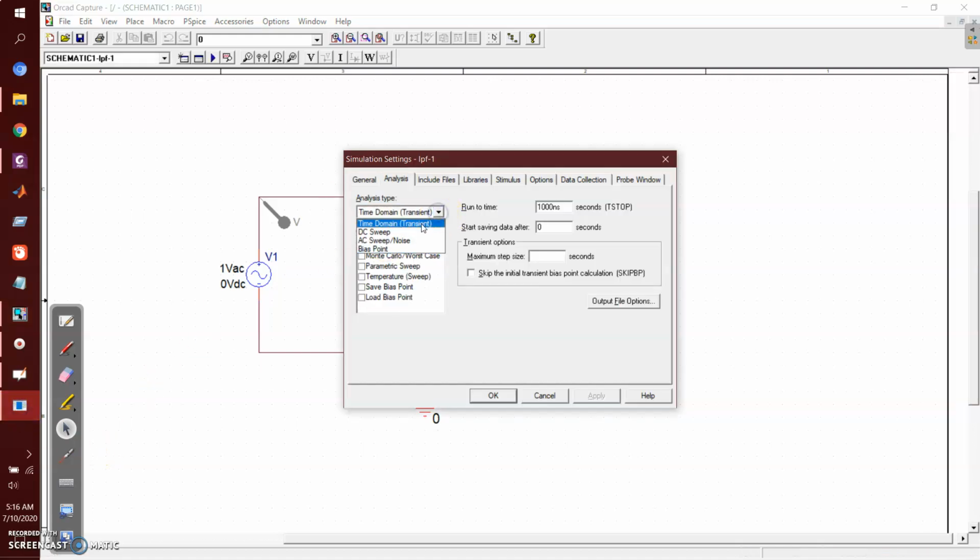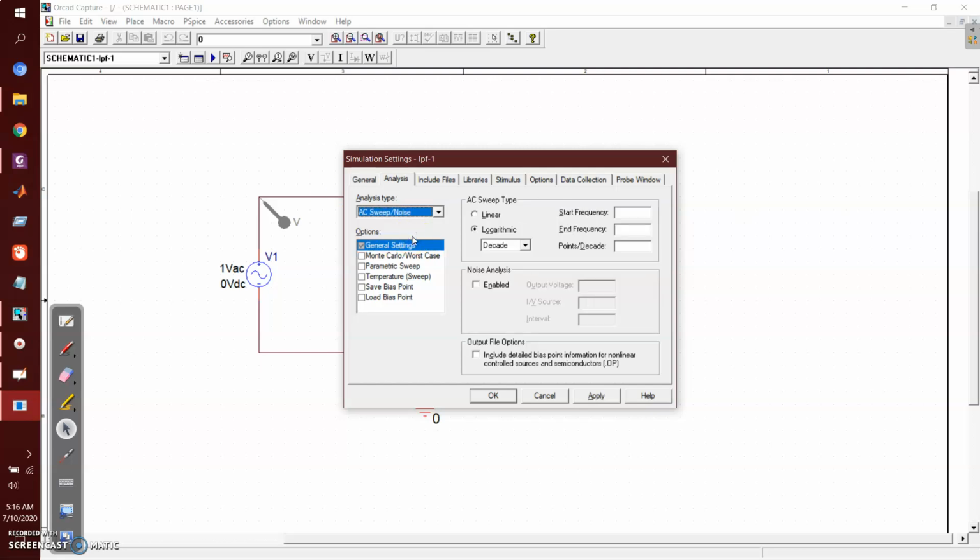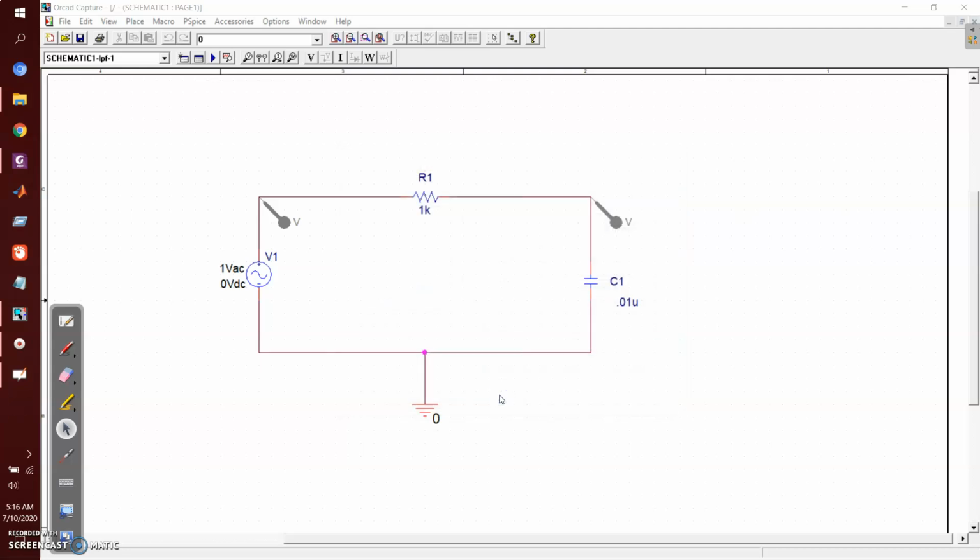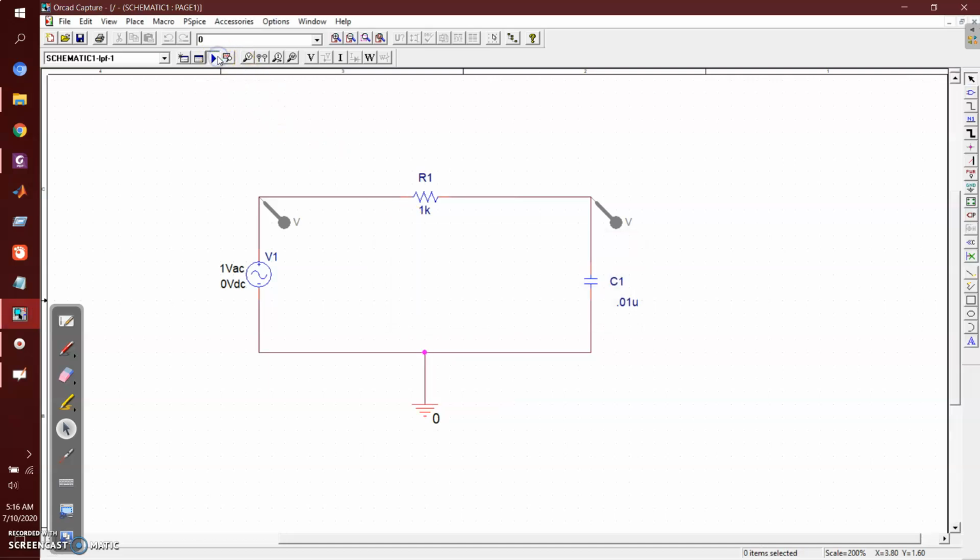Here, I don't want time domain simulation. Now I want AC sweep. When you choose AC sweep, there is a sweep type, linear and logarithmic. I will choose logarithmic, since we want to see the output against frequency. Start frequency, let's make it 1 hertz, and end frequency 1 million. Make the points per decade as 10. So apply it. I think everything is okay, so let's run this one.